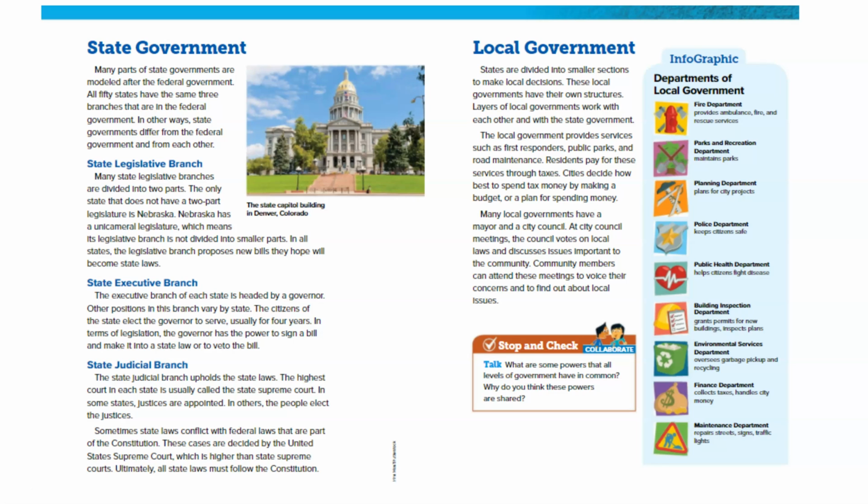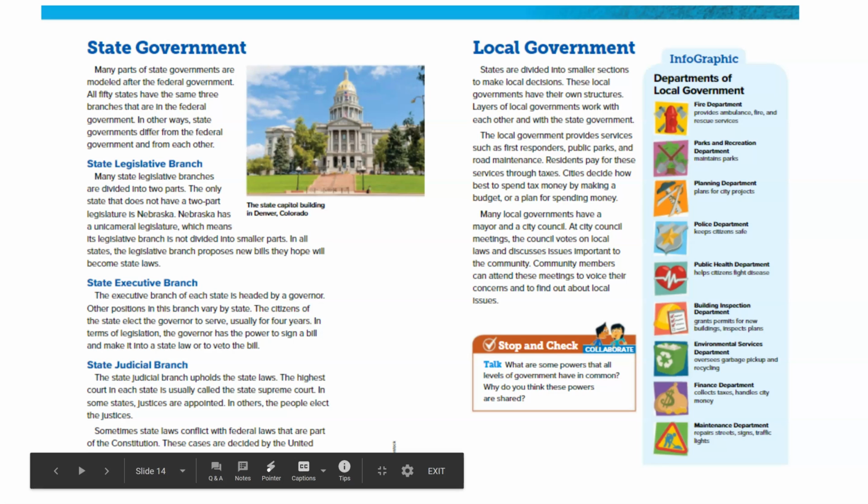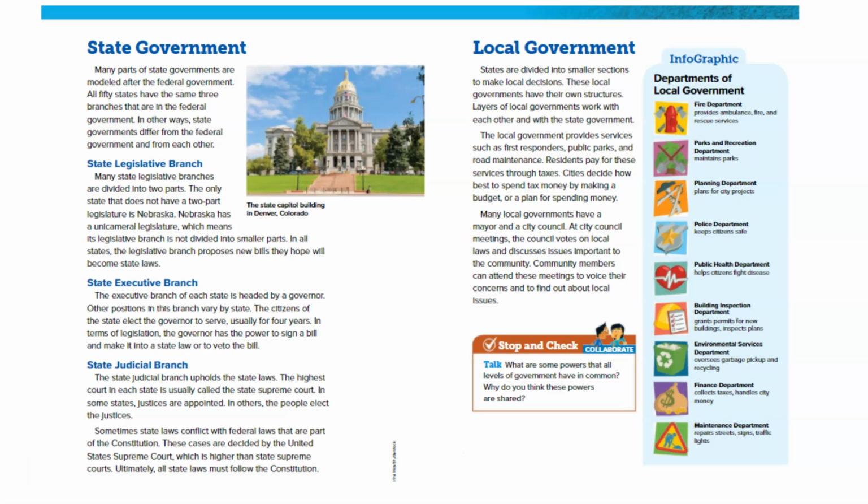Let's take a look at this infographic here, which is an informational text feature to help us better understand departments of local government. The Fire Department provides ambulance, fire, and rescue services. The Parks and Recreation Department maintains parks. The Planning Department plans for city projects. The Police Department keeps citizens safe. The Public Health Department helps citizens fight disease.